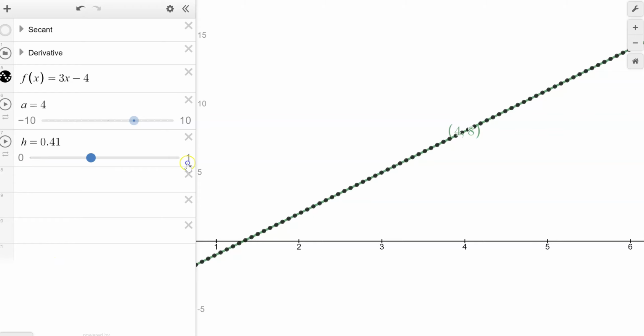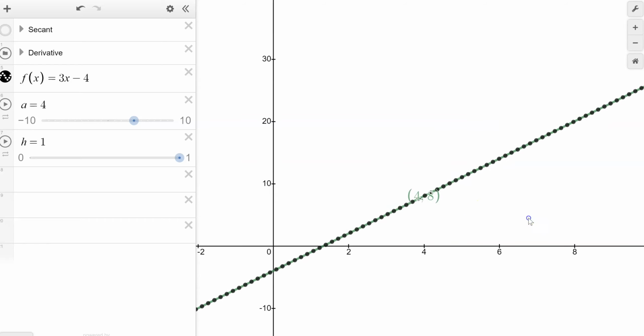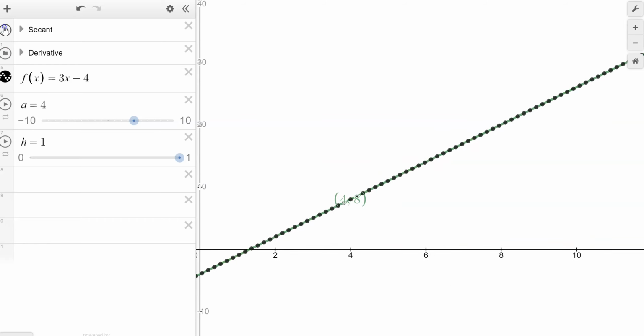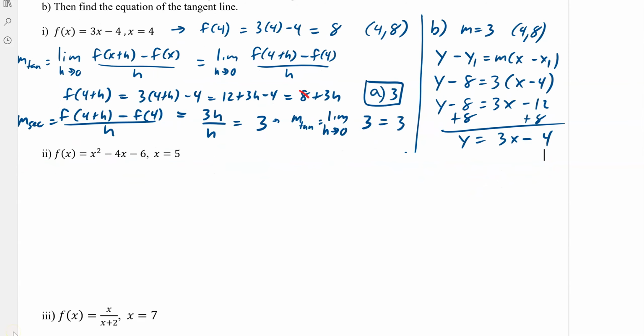So again, here's the process. We find 2 points, right? h units away. That gives us the secant line. We then have h approach 0, which then gives us the slope of the tangent, and then we get our line. Let's try a polynomial here, our quadratic, our parabola.